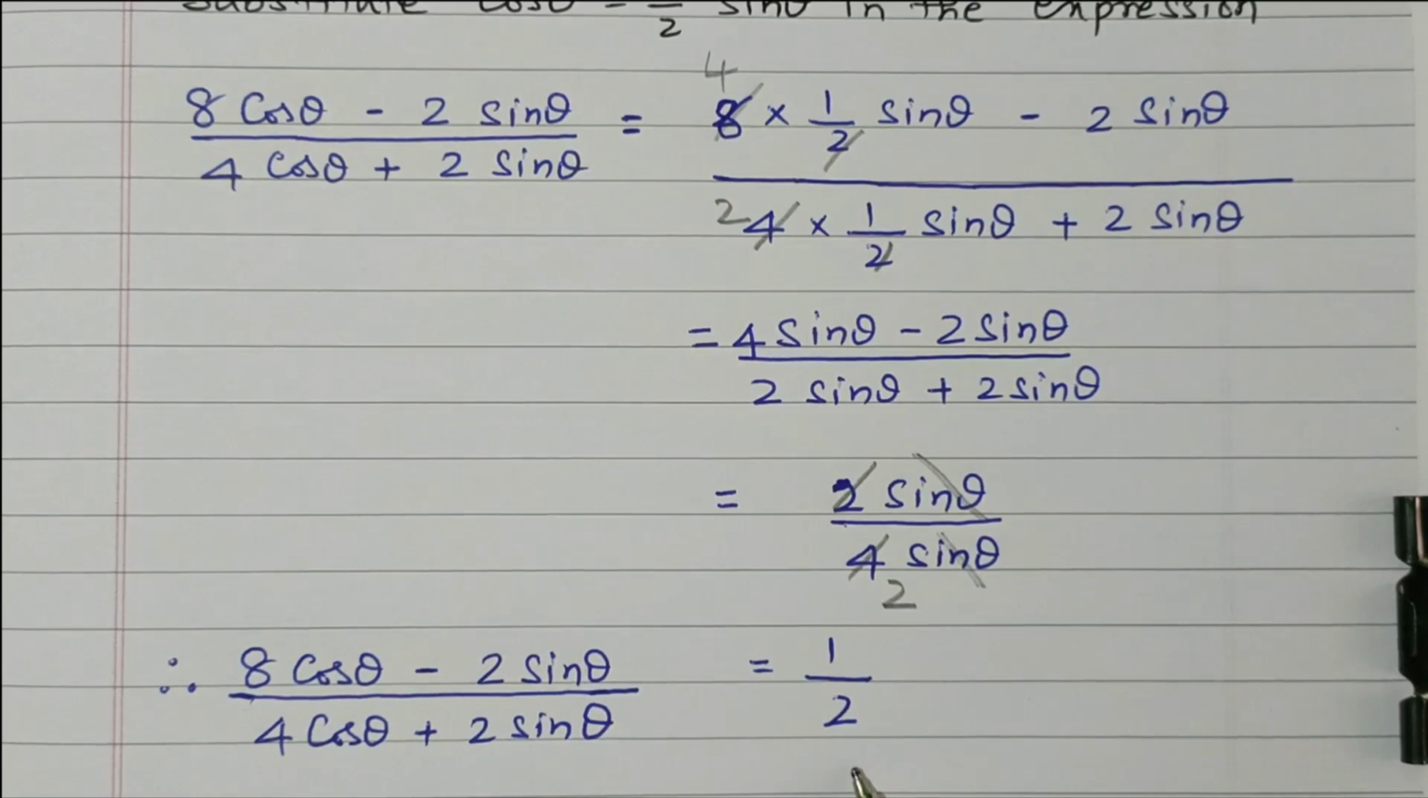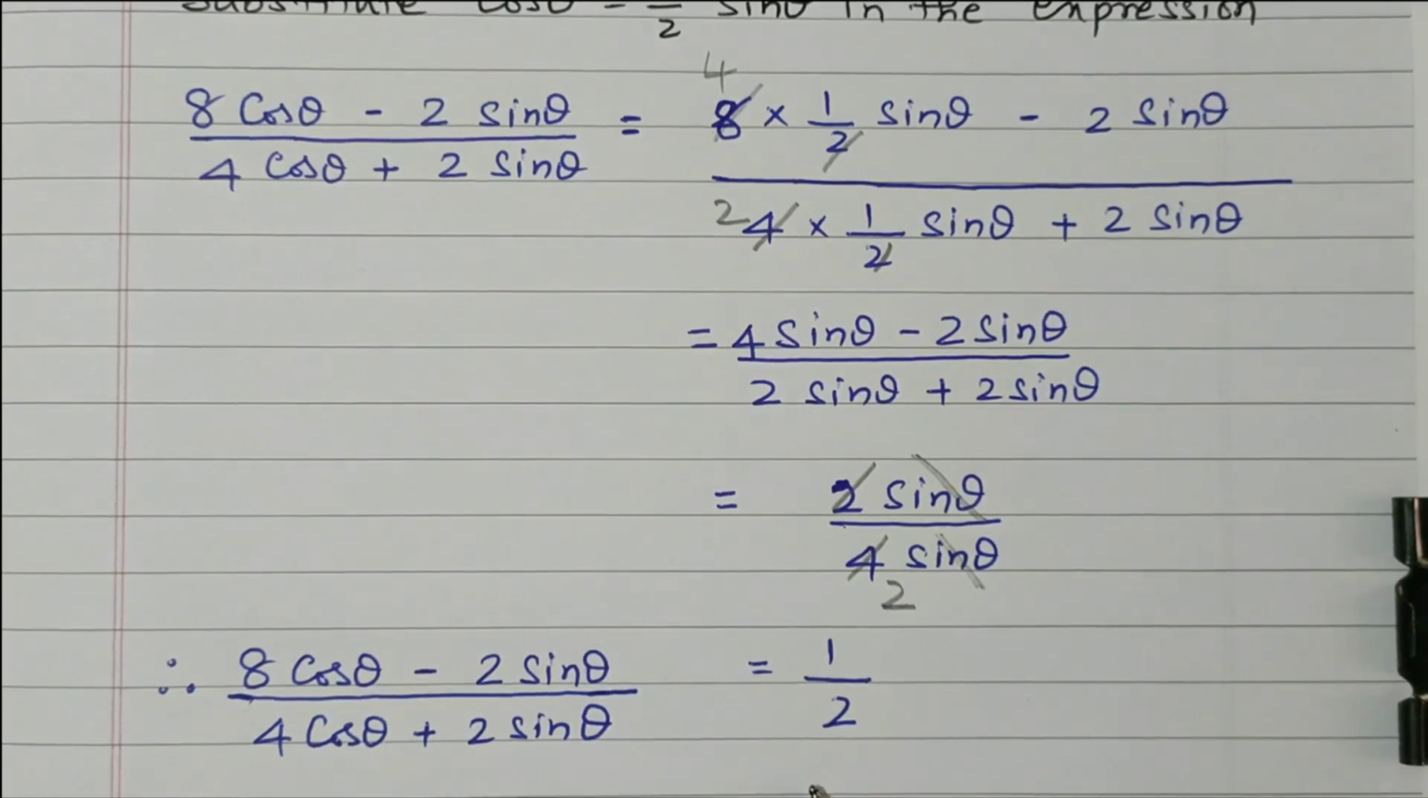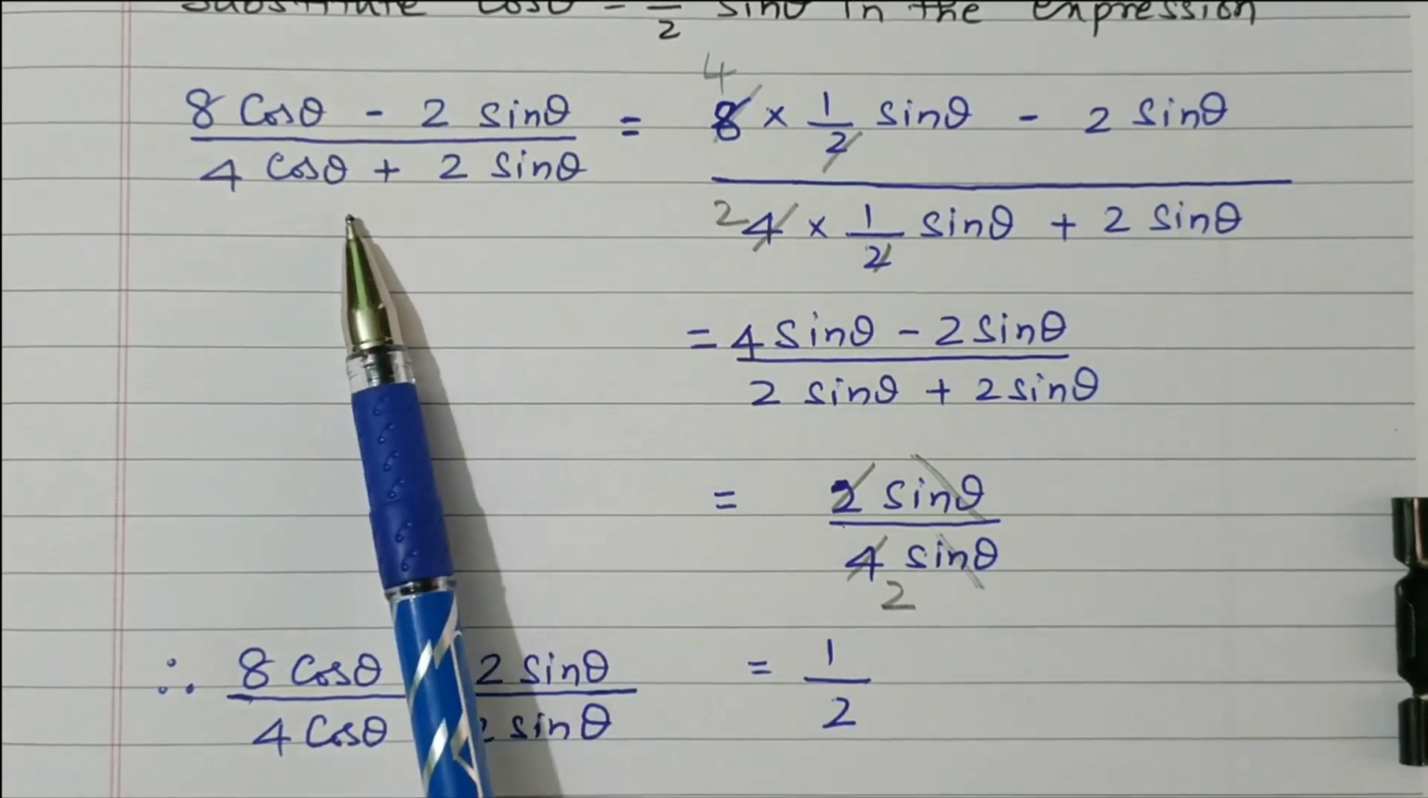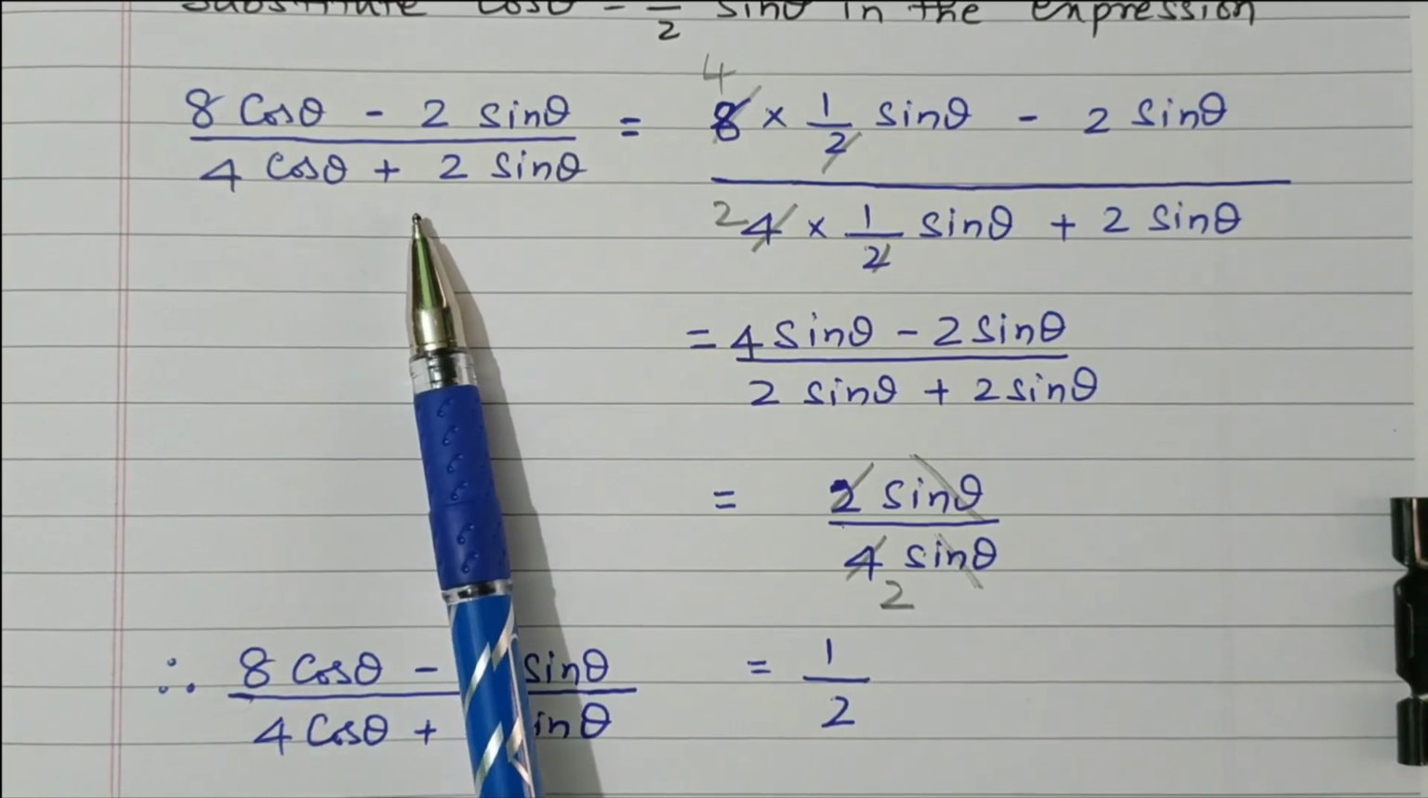So in this problem the ratio is given. From the ratio we frame the relation. Two relations we got: cos theta equal to 1/2 sin theta, and another one, sin theta equal to 2 cos theta. We can use any one of the expressions. We can substitute any one of the expressions in the given problem, so that it will be converted into either sin theta or cos theta.